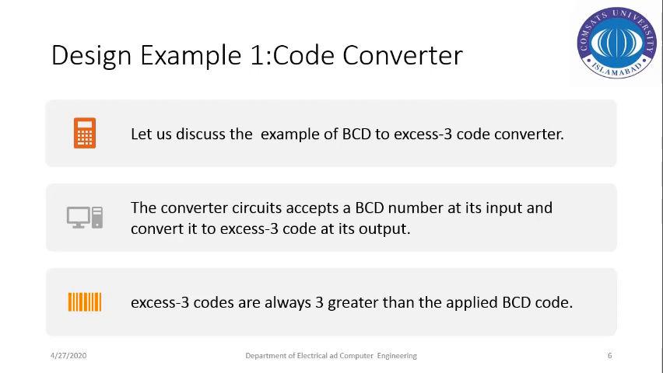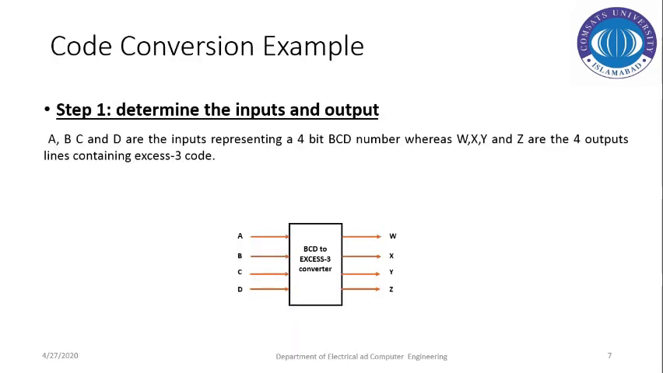As far as the definition of the XS3 code and its relationship with the BCD code is concerned, the XS3 code is always 3 greater than the applied BCD code. At any time instant, whatever BCD number from 0 to 9 is applied as a 4-bit binary code, the output code is always 3 greater than the input code. So step 1, as we discussed, is to determine the inputs and outputs.